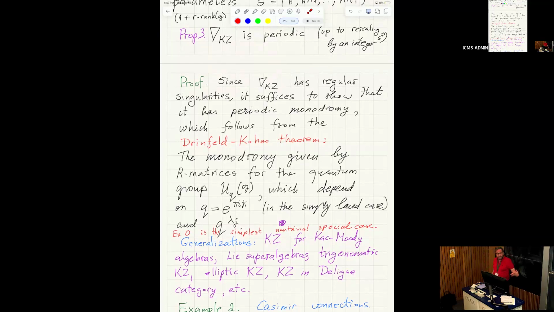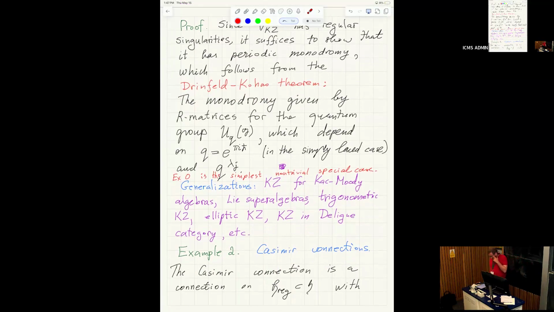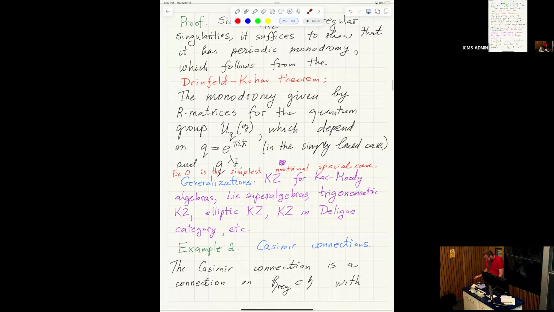Monodromy is expressed in terms of exponential variables. And the example with hypergeometric pencil is the simplest case when our Lie algebra is SL2 and beta is equal to 2, which is the simple root for SL2. And there are many generalizations of this. You can consider Knizhnik-Zamolodchikov for Kac-Moody algebras, for Lie superalgebras, for trigonometric Knizhnik-Zamolodchikov equations. You can consider elliptic Knizhnik-Zamolodchikov equations. And you can consider Knizhnik-Zamolodchikov in the line category, and so on.